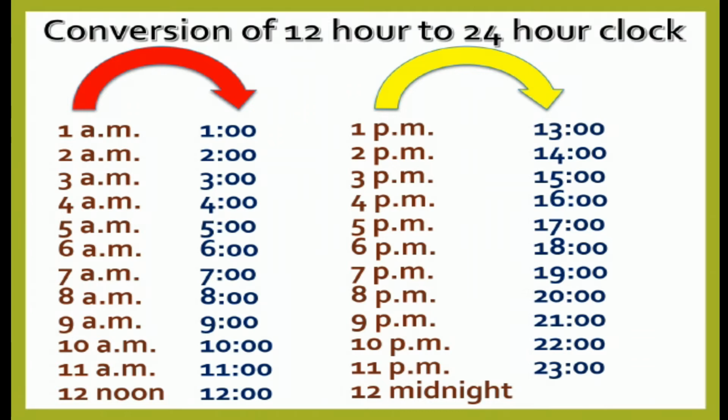12 midnight we will write as 24 hours or 0 hours. We will write it as 0 hours because 12 midnight is again the new beginning of the day. So we can write it as 24 hours or we can write it as 0 hours.